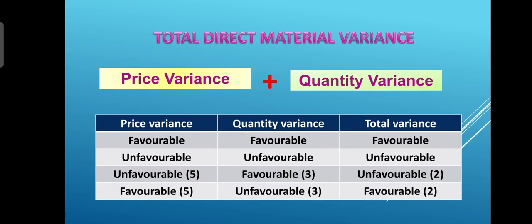But if the price variance is 5 unfavorable and quantity variance is 3 favorable, the total variance will be 2 unfavorable. And if the price variance is 5 favorable and the quantity variance is 3 unfavorable, the total variance will be 2 favorable. I hope you understand. Remember, you can use this diagram to perform your variance analysis too.